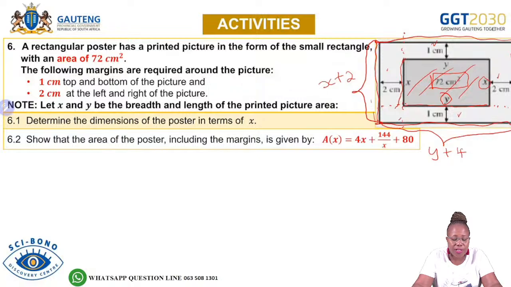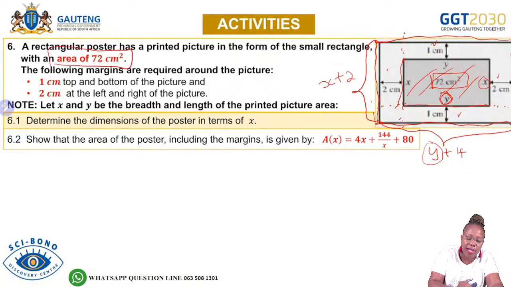So now we want to determine all these dimensions must be in terms of x, not y. Okay, so that means you need to get rid of this y and write it in terms of x. So how will you do that? You'll go back to the picture now, because you have the area. We always start from what is given. We are given the area of what? Of the printed picture. So now we have the area of the printed picture.